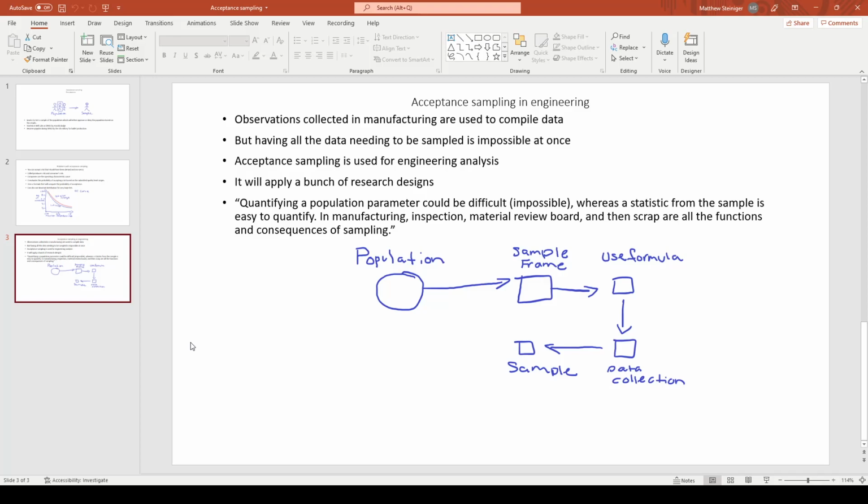Quantifying a population parameter could be impossible, whereas a statistic from the sample is easy to quantify. In manufacturing, inspection, material review boards, and then scrap are all functions and consequences of the sampling.